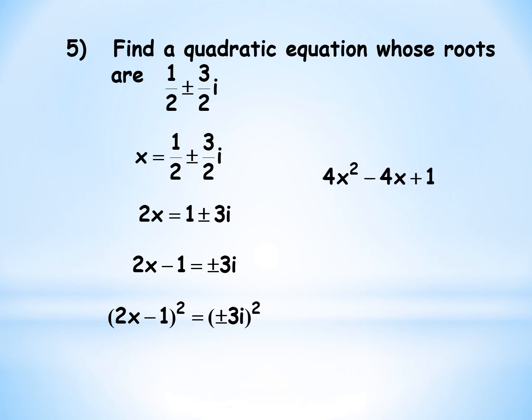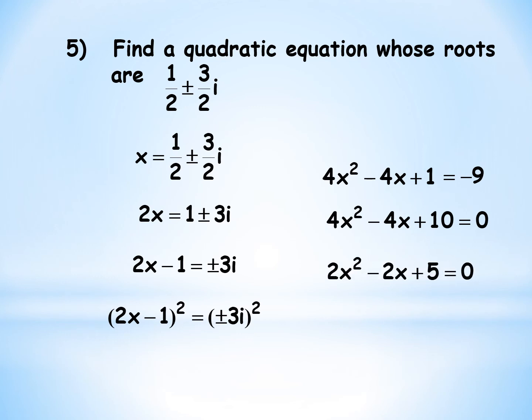So now on the left, 2x minus 1 squared, remember, that's like saying 2x minus 1 times 2x minus 1. So I'll get 4x squared minus 4x plus 1. And on the right-hand side, when you square 3i, remember you have to square the 3 and the i. So you'll get 9i squared, which is negative 9. Now all you have to do is add the 9. But what do you notice about this particular quadratic? Right? You can divide everything by 2, so those coefficients are not relatively prime. So your final answer should be 2x squared minus 2x plus 5.